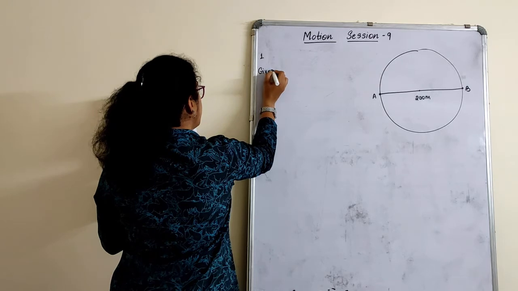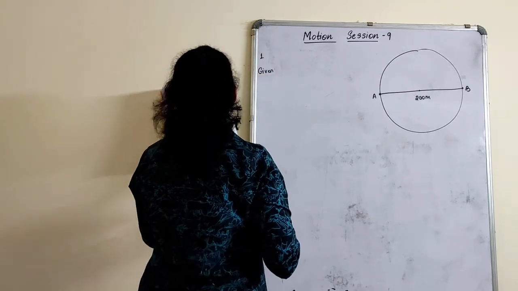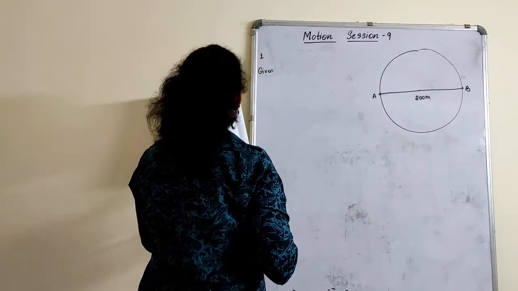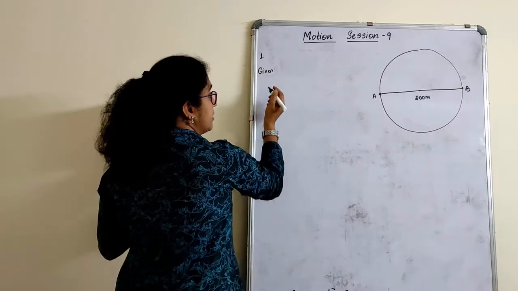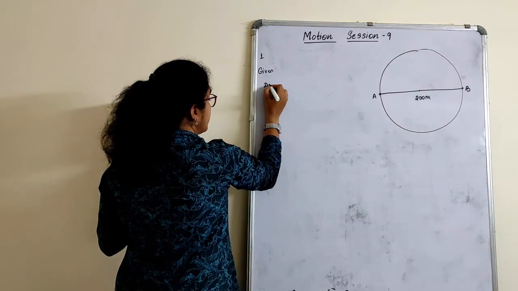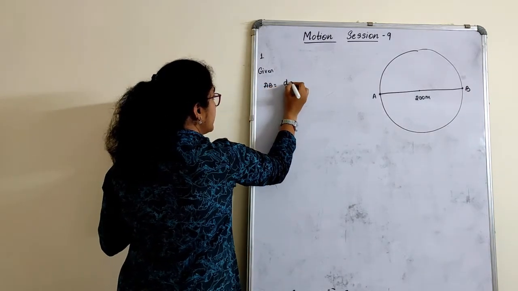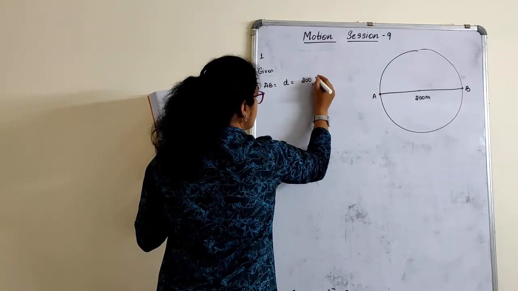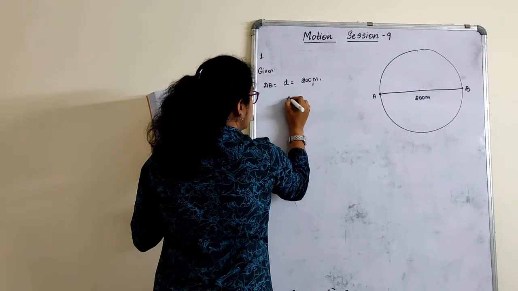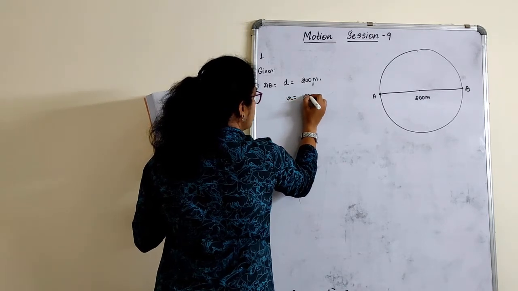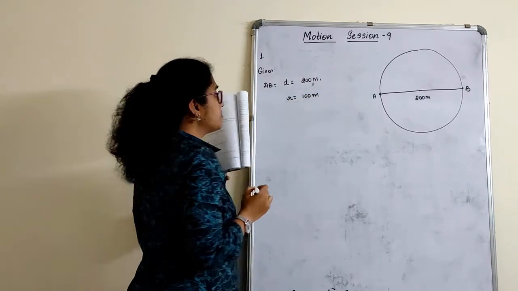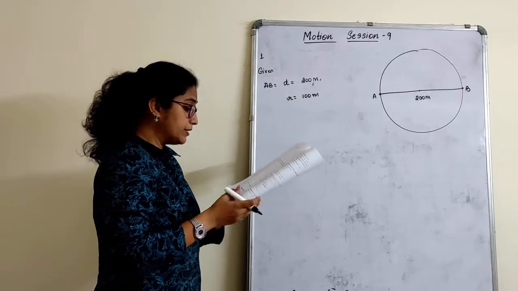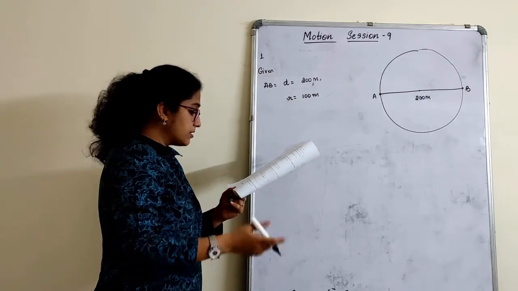Given, what we will write here is he completes one round in a circular track of diameter 200 meter. So we just write AB is equal to diameter, that is equal to 200 meter. With respect to that, since it's a circular track, radius we have to calculate. So radius becomes 100 meter, right? What will be the distance covered?